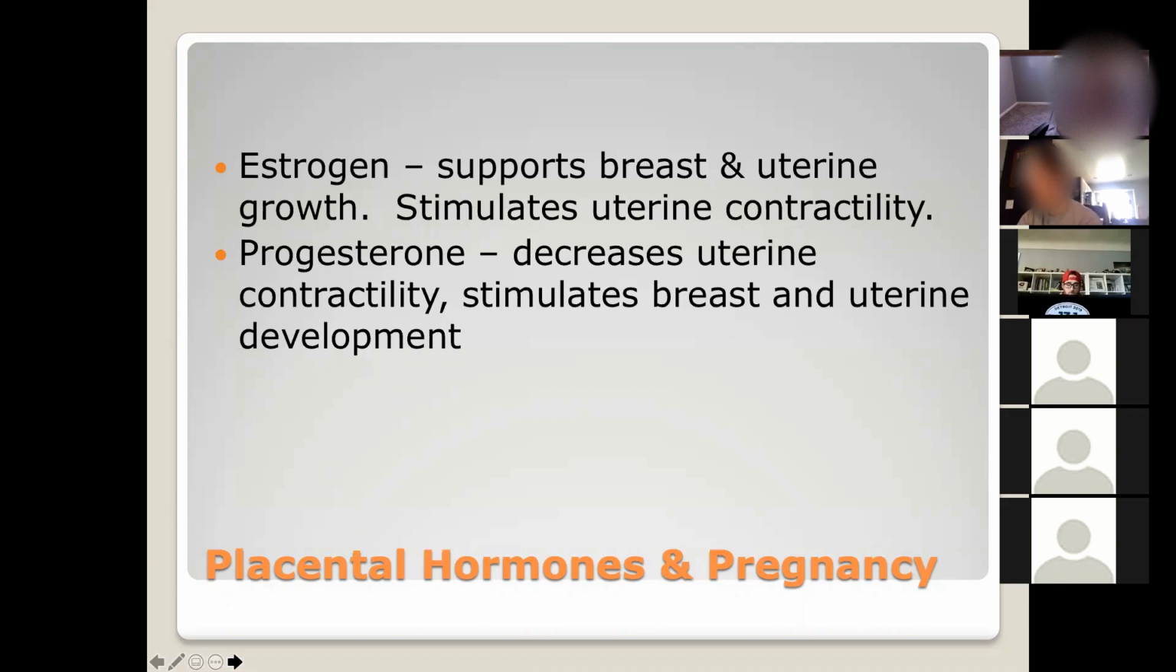Progesterone, because it decreases that uterine contractility, we definitely want that hormone to keep that woman pregnant. So it helps decrease that function of the estrogen so that it keeps that uterus from contracting too much and doesn't put that woman into preterm labor, okay?